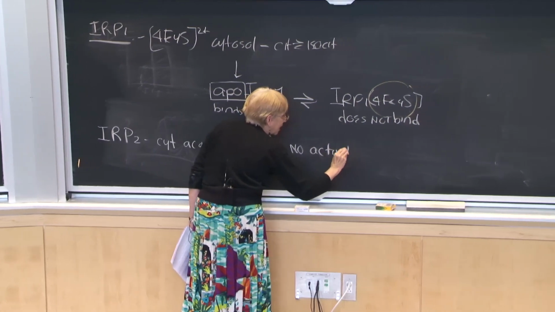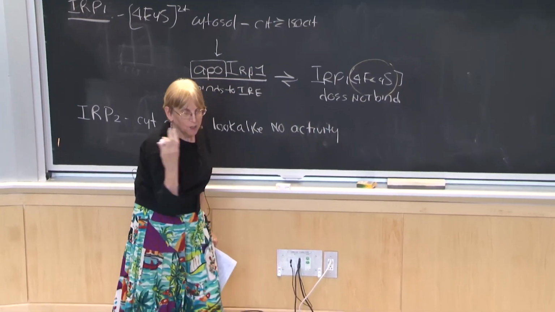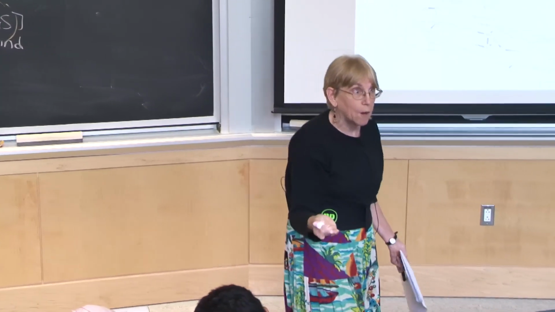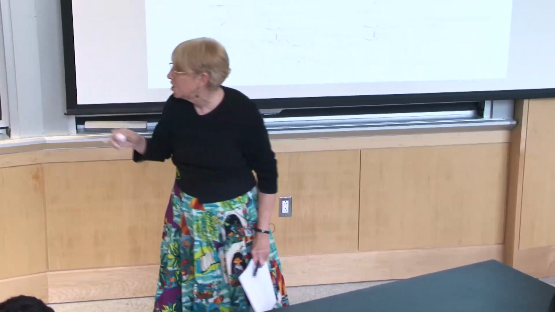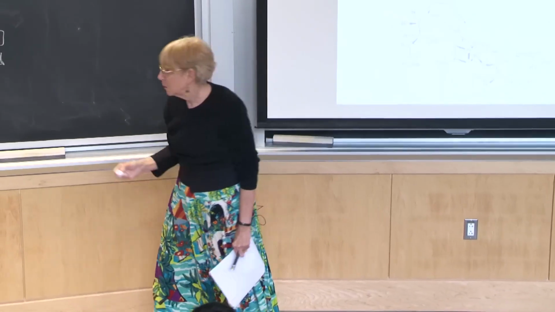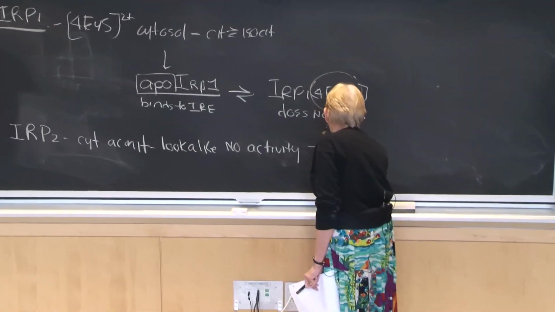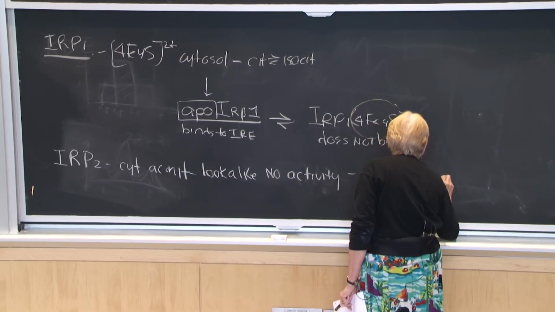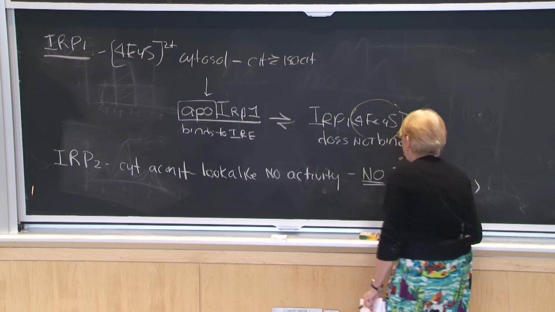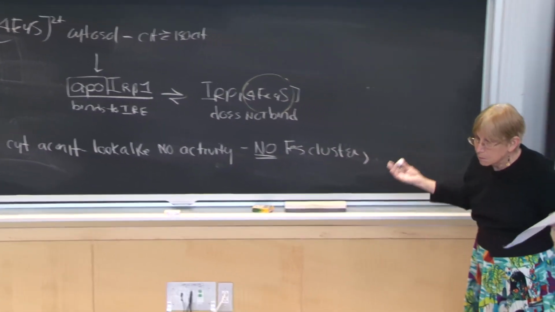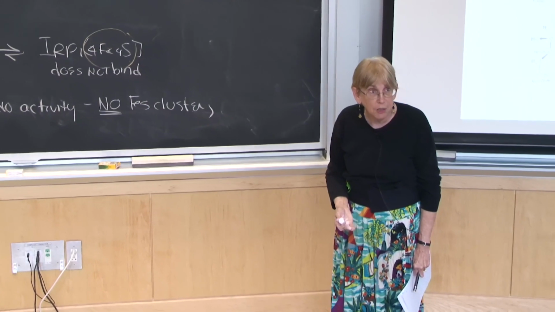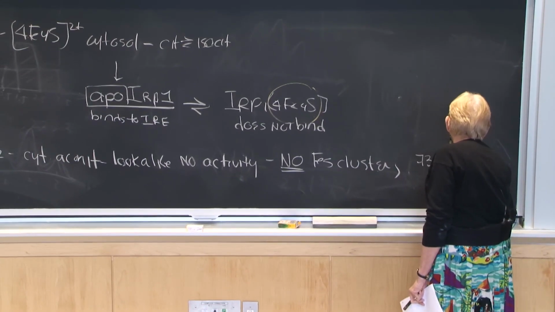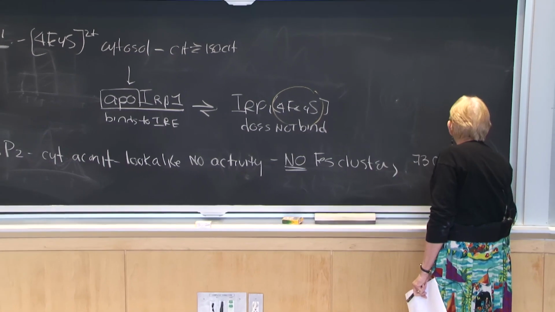And why does it have no activity? You've seen over here that the iron-sulfur cluster is required to do the dehydration reaction, so it's required for activity in the mitochondrial enzyme. This has no iron-sulfur cluster. And what it has in addition, even though it looks like IRP1, the structurally homologous, is a 73 amino acid insert. So there's a distinction between the two.